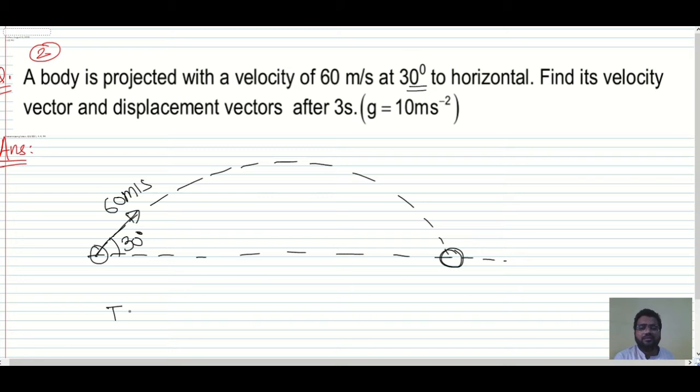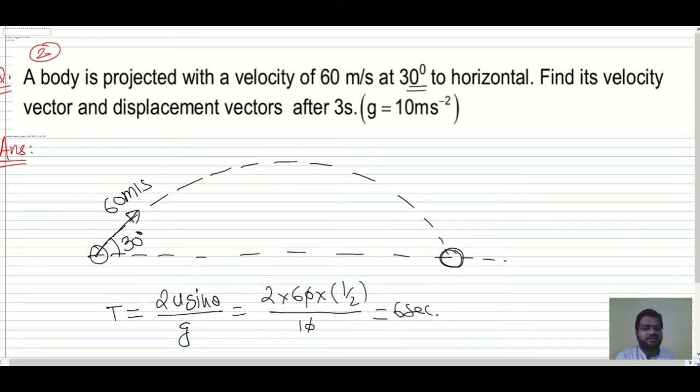For that, we'll first calculate the time of flight. Time of flight is 2u sine theta divided by g, which is equal to 2 into 60 into sine theta, which is 1 by 2, divided by g, which is 10. So this 0 gets cancelled and we have 6 seconds. Now a time of flight of 6 seconds indicates what? The time of ascent, from the initial position to the highest point, and the time of descent, from the highest point to the bottommost point, are equal.